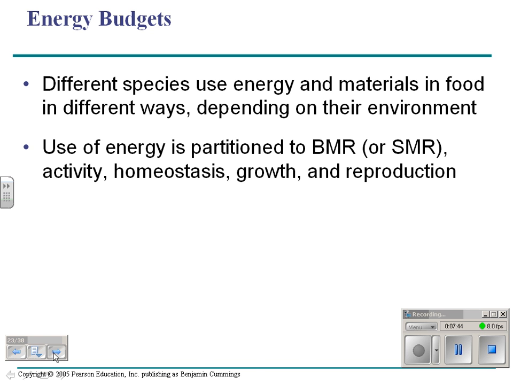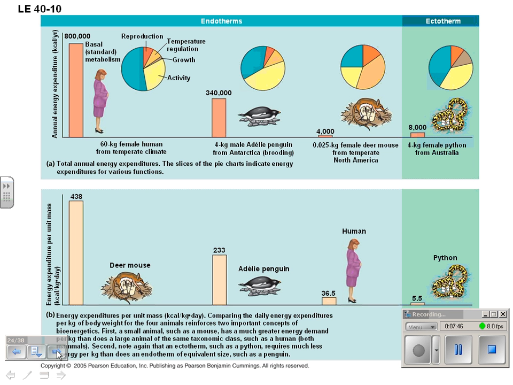So let's take a look at some energy budgets with this graph. Here's a 60 kilogram female human. She's pregnant. Look at her graph, at how much of her energy is spent on a variety of different things. Here's a male penguin. Remember, in Antarctica, male penguins sit on their eggs. Here's a female deer mouse nursing her young. Here's a female python protecting her eggs. Now, look at how much energy each one of them spends.